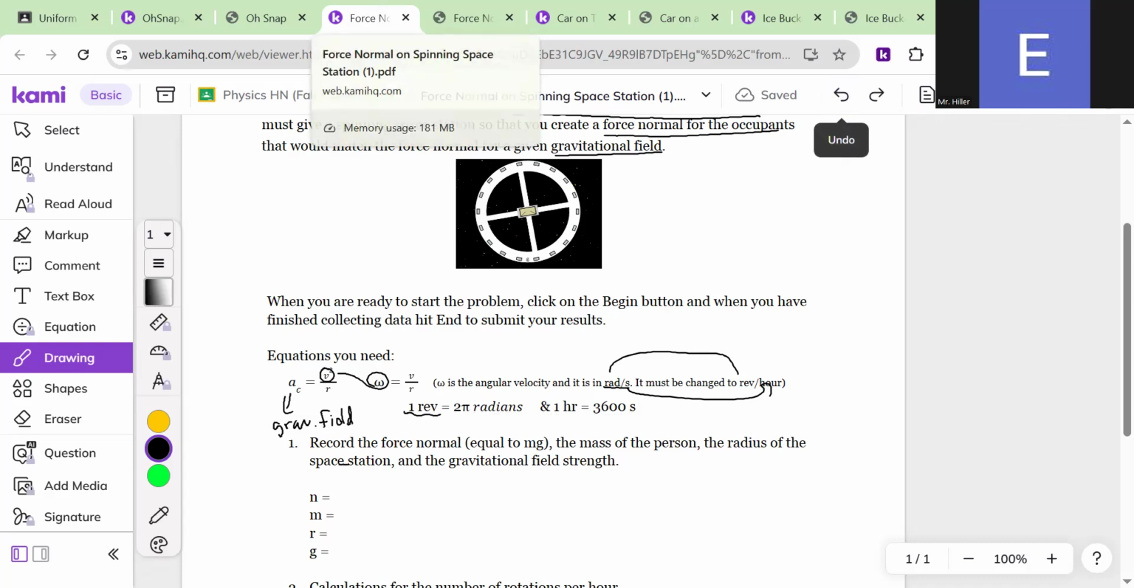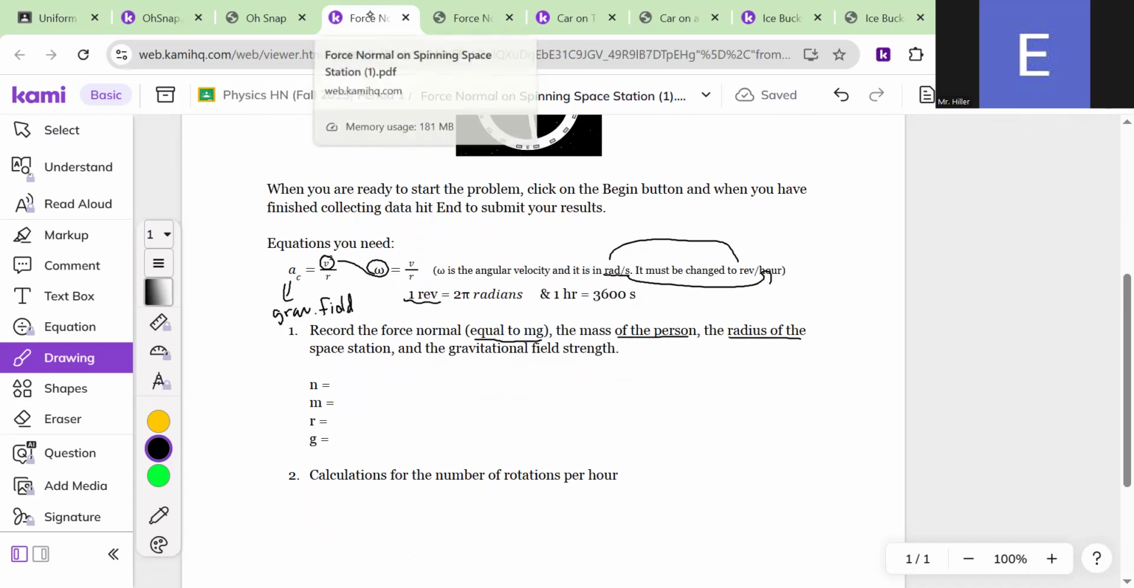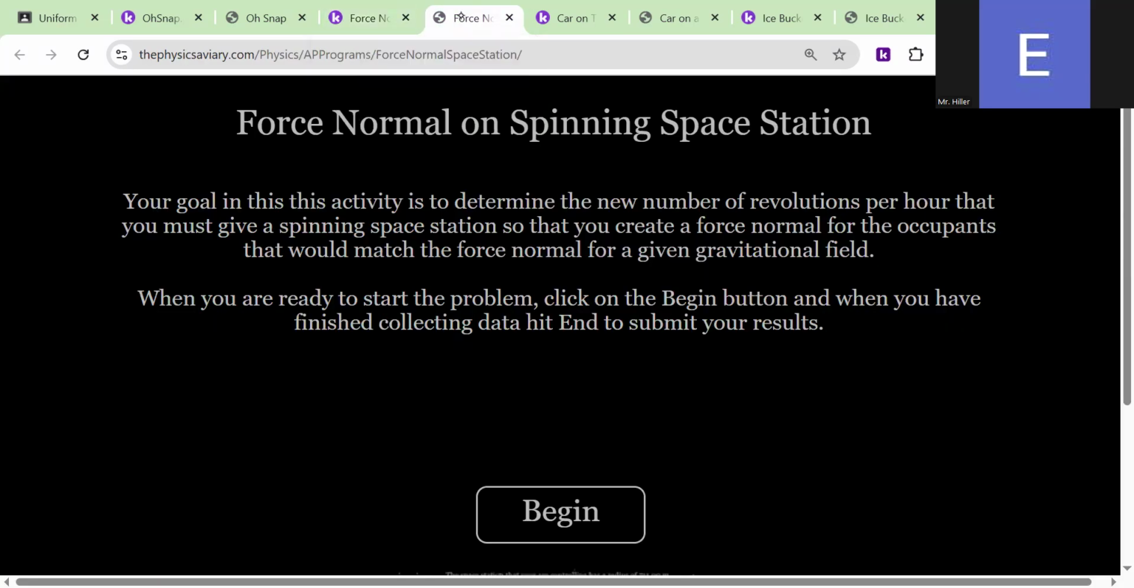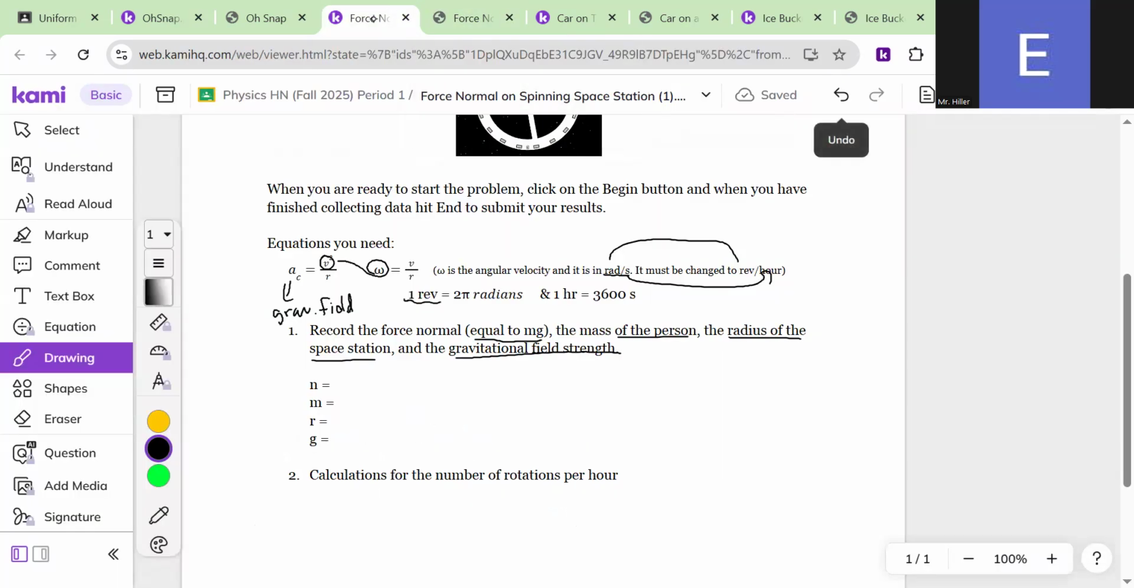So actually in part 1 right here, that's where we're going to record everything. First, record the force normal. It's going to be equal to the weight. Record the mass of the person, the radius of the space station, and the gravitational field strength. So go ahead and get all that. Press begin. So on my question, it says the space station that you are controlling has a radius of 884 meters. Go ahead and write your information.